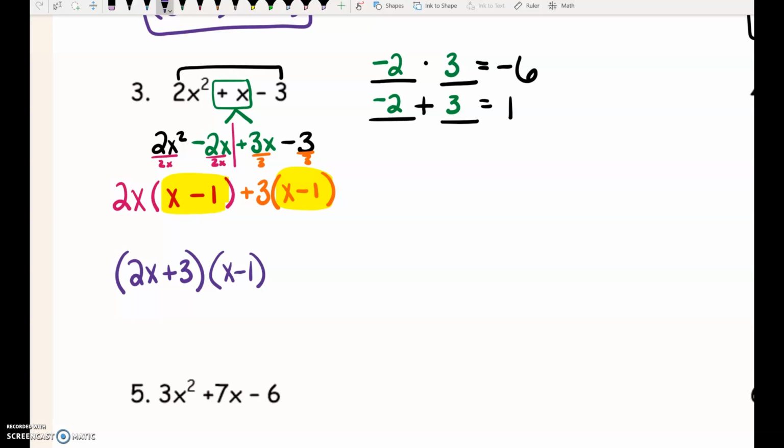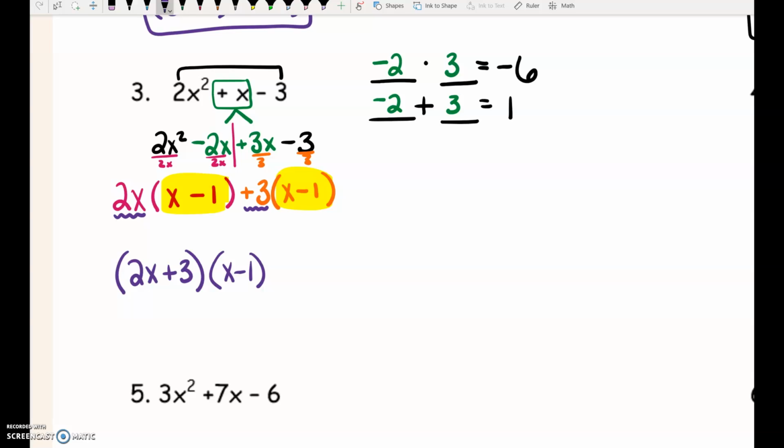The 2x came from right here. The plus 3 came from right here. And the x minus 1 is that same thing that's in both terms. The question I commonly get at this point is, where did the other x minus 1 go?